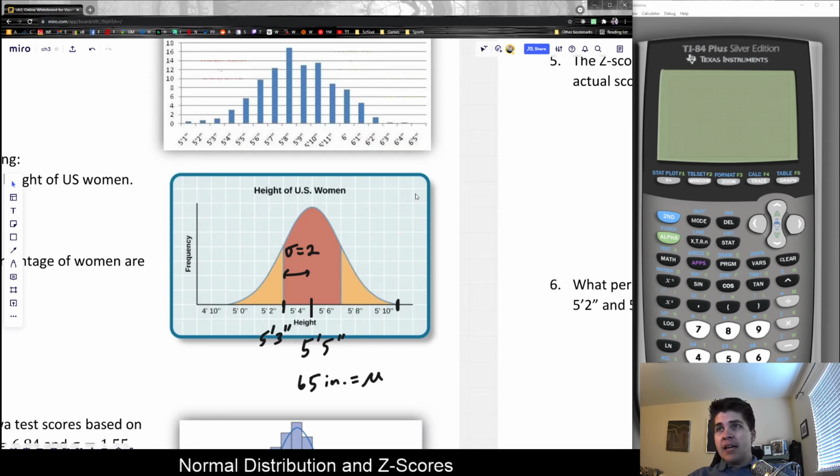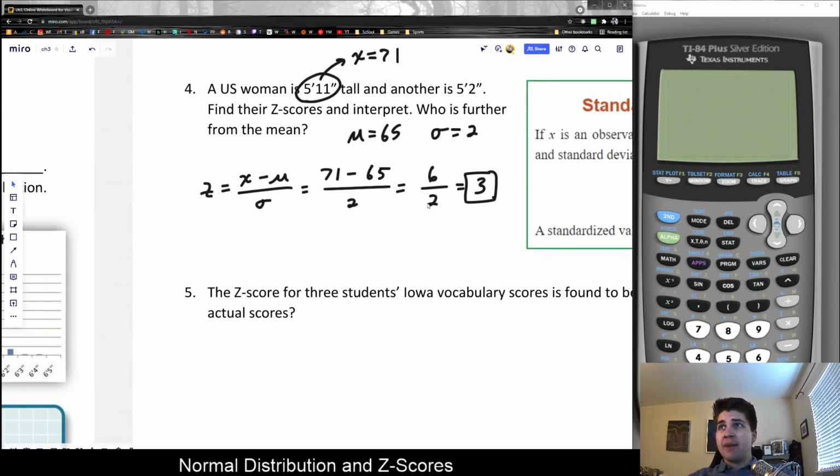But anyways, if you actually look at this, we can see 5'5" was the mean. We would see one standard deviation above would be 5'7". 2 standard deviations above would be 5'9". Notice that 5'11" is 3 standard deviations above the mean. And that's exactly the point of a z-score. It tells you how many standard deviations either to the right or to the left of the mean you are. And that's why we had to divide by the standard deviation to normalize that value.